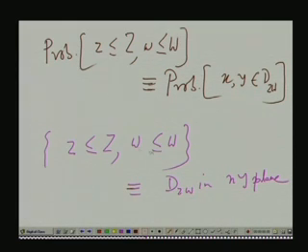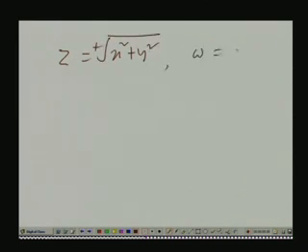Now, let us take an example. Suppose it is given that z is equal to the positive square root of this, and w is, as an example, y by x. So, we have one variable z, a function of x y, and another variable w, which is again a function of x y, but two different functions. What does this correspond to?